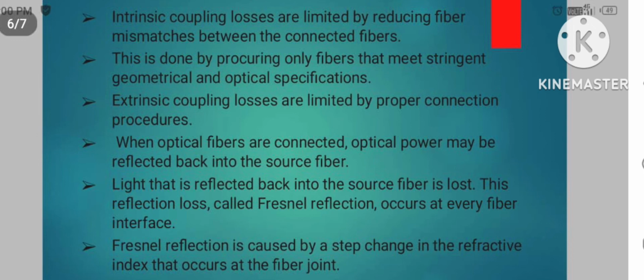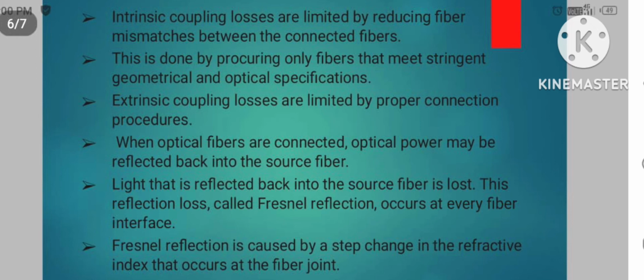Extrinsic coupling losses are limited by a proper connection procedure. There are several procedures which we can follow, and by following them we can definitely reduce the extrinsic coupling losses. When optical fibers are connected, optical power may be reflected back into the source fiber. This reflection loss is termed Fresnel loss, and it occurs at every fiber interface. If a joint is there, definitely there will be Fresnel loss when light is reflected back into the source fiber.